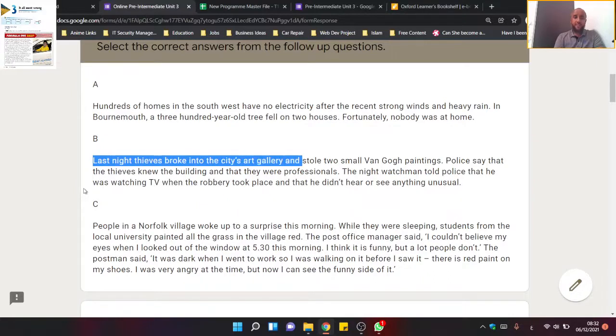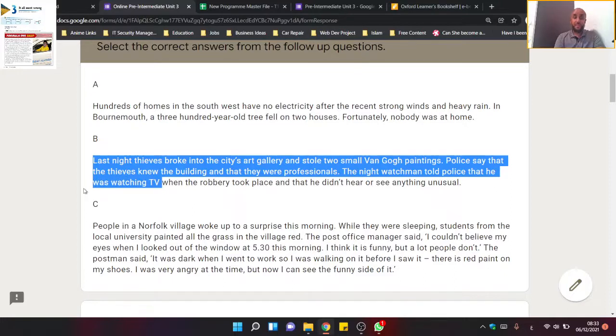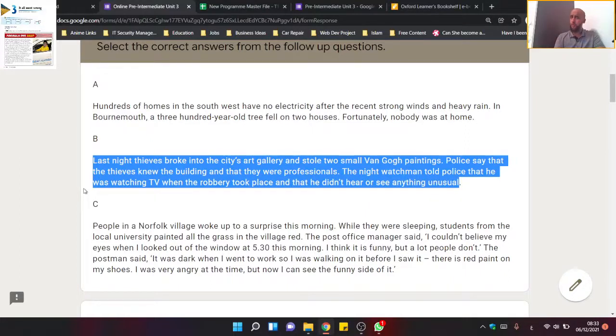Last night, thieves broke into the city's art gallery and stole 2 small Van Gogh paintings. Police say that the thieves knew the building and they were professionals. The night watchman told police that he was watching TV when the robbery took place, and that he didn't hear or see anything unusual. So this is a story about probably a museum where the thieves stole something expensive, money. All right, good. Let's read the last one.